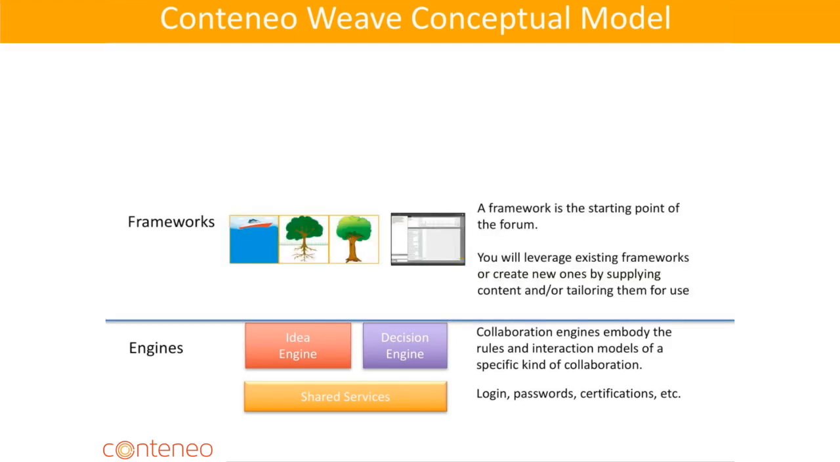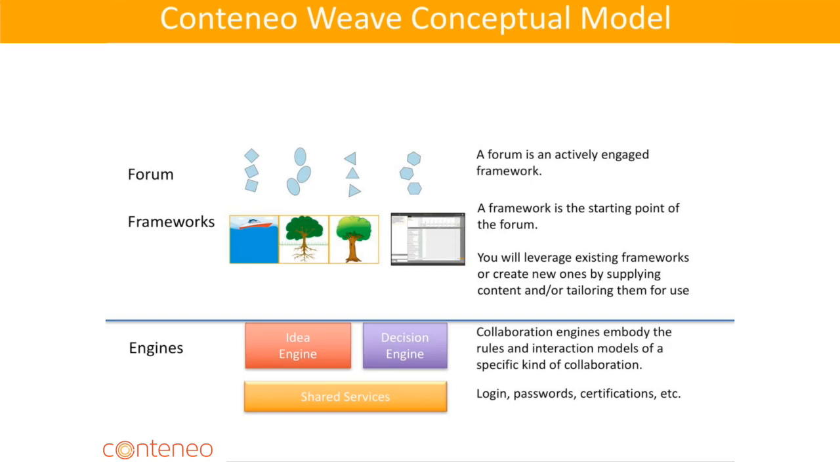Above that line is where you do your job, starting with frameworks. A framework is the starting point of collaboration in a forum. And you will leverage both existing frameworks in Weave and build new frameworks to meet your needs. Now, a framework doesn't have any people involved with it. That's a forum. And a forum is an actively engaged framework. 3 to 8 people are working together in a single forum to solve a problem.